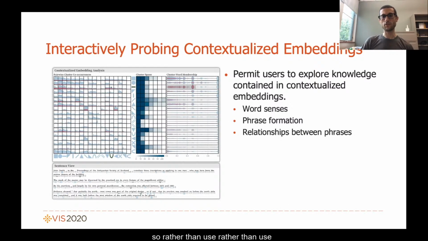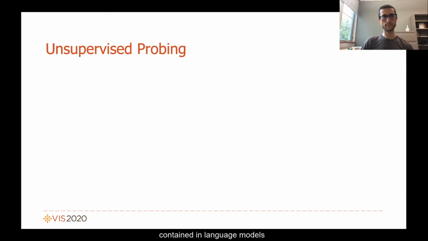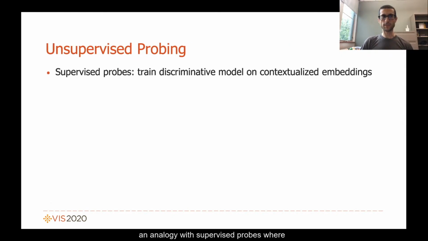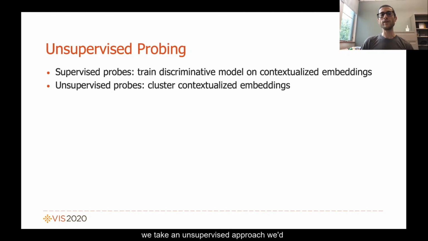So rather than use supervised probes, we advocate for interactively probing contextualized embeddings. Our approach allows users to explore the knowledge contained in embeddings, identifying general properties of language like word senses, phrase formation, and relationships between phrases to discover finer-grained knowledge that's contained in language models. In analogy with supervised probes, where discriminative models are trained on contextualized embeddings, we take an unsupervised approach, where we'd like to let the data distribution speak for itself.